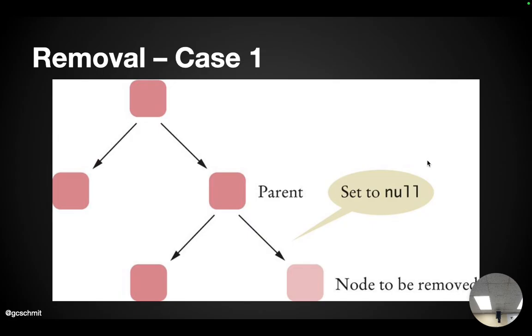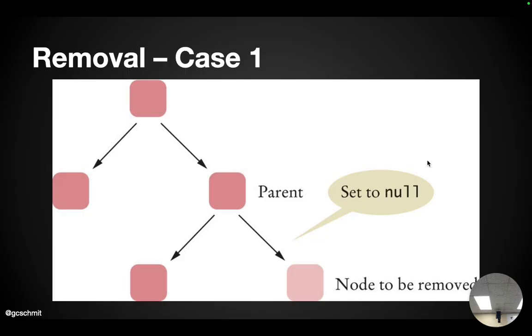So here's case 1. Case 1 is great. Case 1 is when the node to be removed is a leaf. It has no children. Where we run into complications is where the node to be removed has children, because if we just get rid of the node, we lose the whole subtree, right? All the children, all the descendants. We don't want that. So if the node to be removed has no children, this is actually pretty easy.